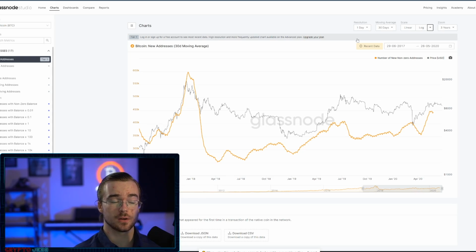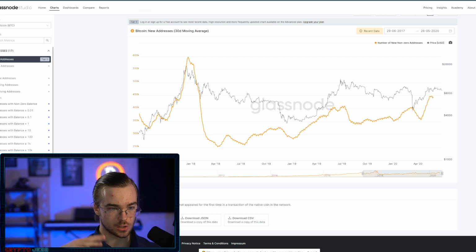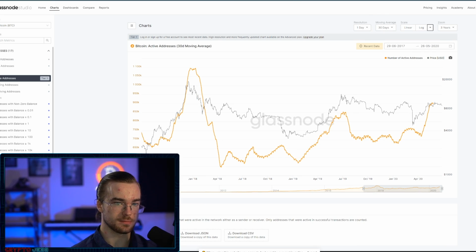If you don't know what Glassnode is, well, you should probably know what Glassnode is. Glassnode is a website that has a collection of a massive amount of fundamental indicators and charts that we can use to read into the long-term perspective on Bitcoin, and these are a couple that we're going to be discussing. The new addresses chart with a 30 moving average going through it, and the active addresses chart with a 30 moving average running through it.